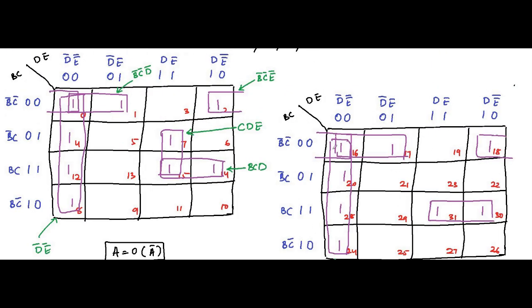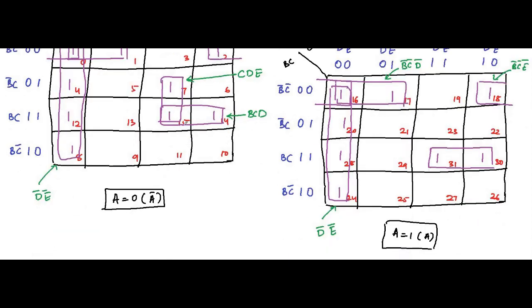Again, for the pair involving 16 and 17, the common variables are, on the horizontal side B bar C bar, on the vertical side D bar. For the pair involving 16 and 18, it is similar to 0 and 2, which has the common set of variables B bar, C bar, E bar. Then similar to 14 and 15, the pair 30, 31 has common variables B, C, D. Okay, so these are the common sets of variables.